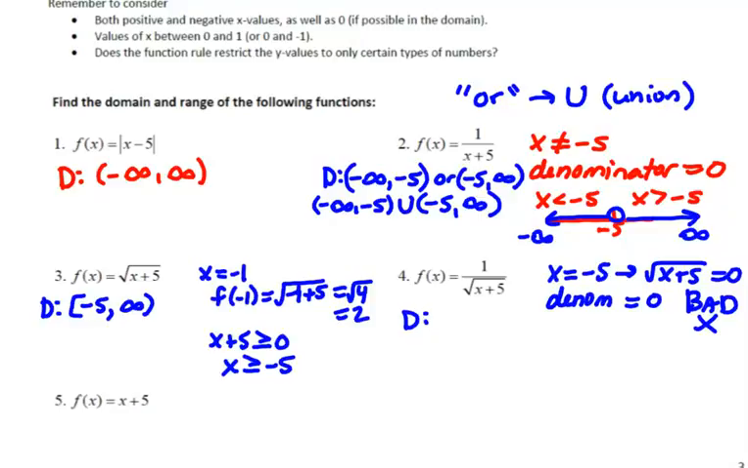So we just have to stay with greater than -5. So -5 to infinity is our domain. We just leave off the -5, make that a curved bracket instead of a square bracket. So x has to be greater than -5, not equal to. Okay, last one.